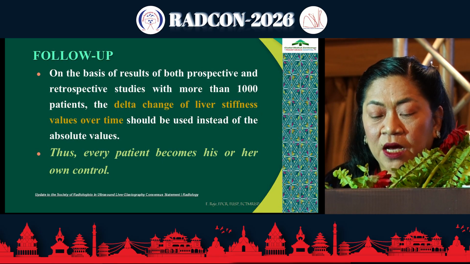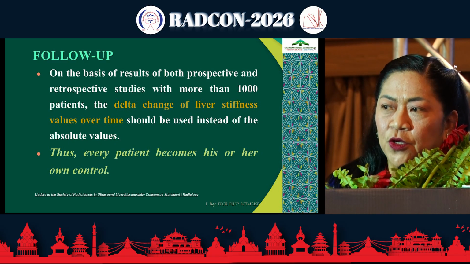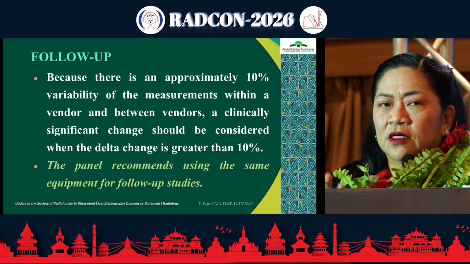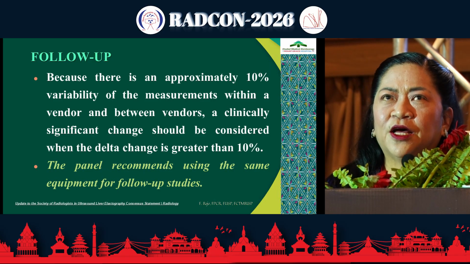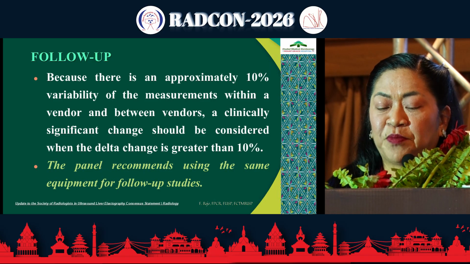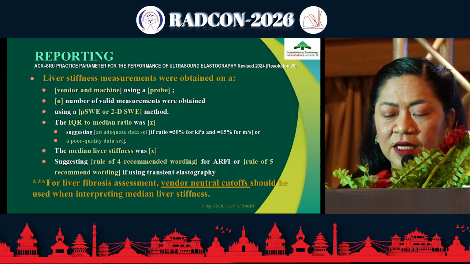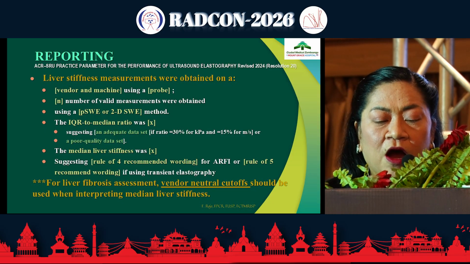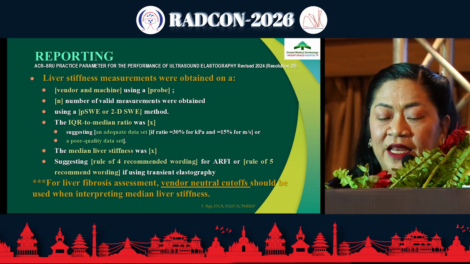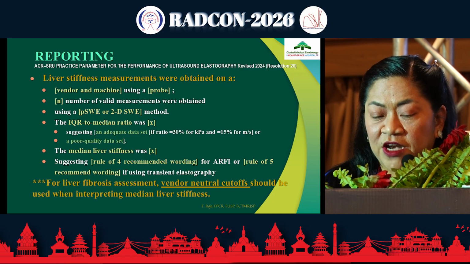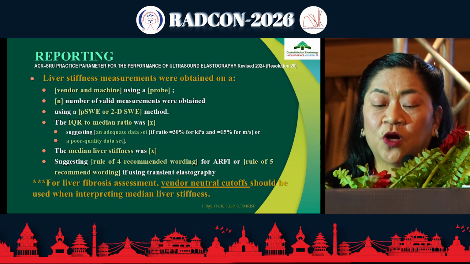If possible, it would be better to use the same equipment or similar equipment, because sometimes the vendors have some difference in presenting their numbers. So for reporting, this is also in that article. You put liver stiffness measurements were obtained on, and you say your vendor, the machine, the probe, and how many numbers you got.